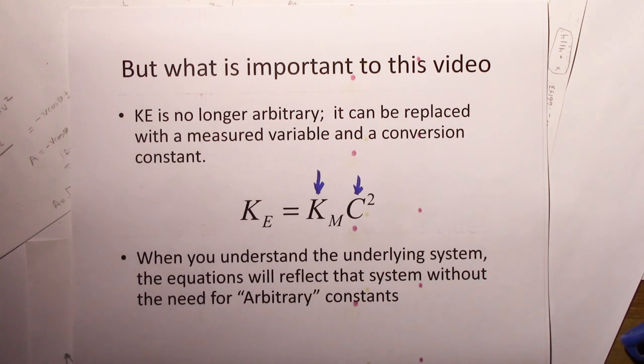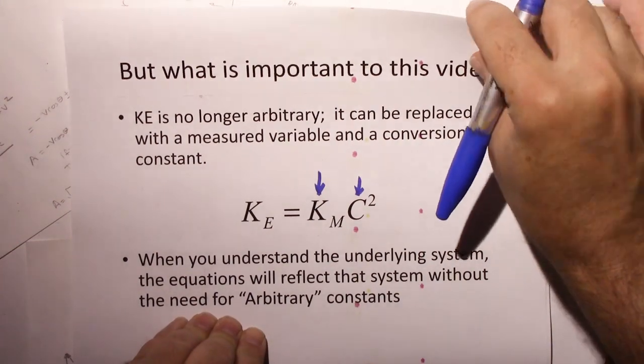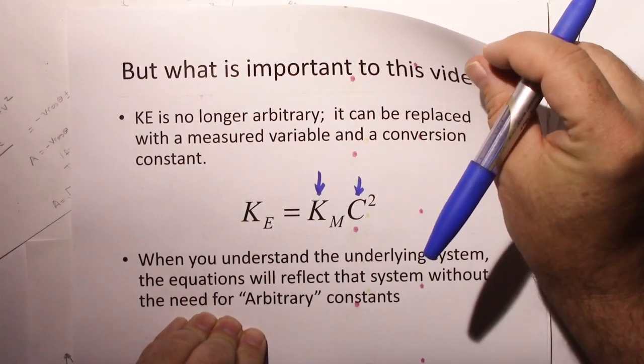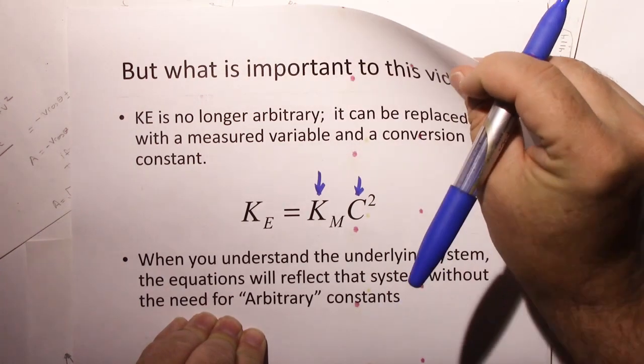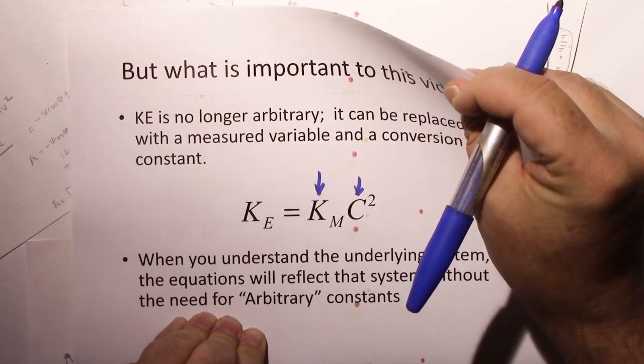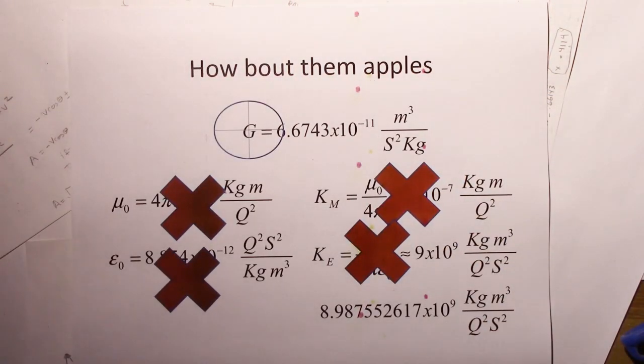And this shows you that when you understand the underlying system, the equations will reflect that system without the need for arbitrary constants. Okay, there is no need anymore. In the past, I wasn't quite sure about this, but as more epiphanies have come forward, I'm absolutely positive that there's no need for arbitrary constants, and you will not have a theory of everything that has one damn arbitrary charge in it.